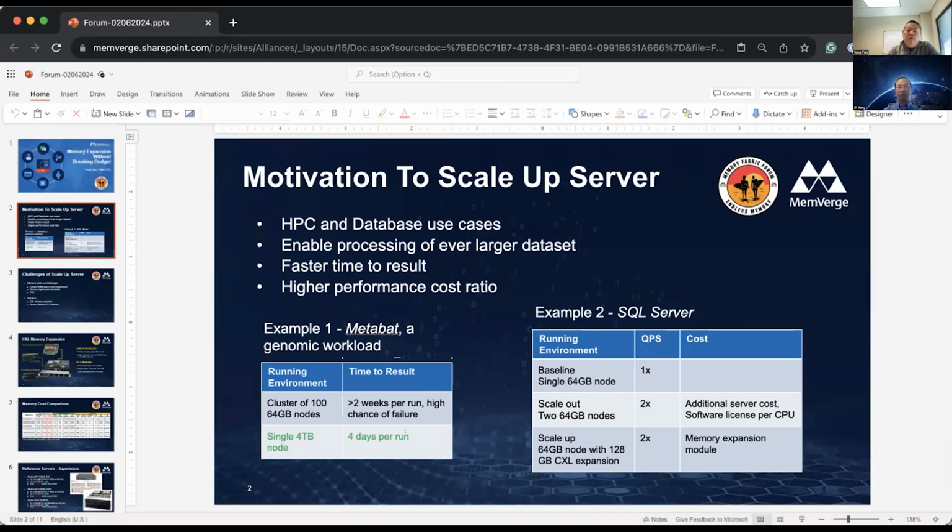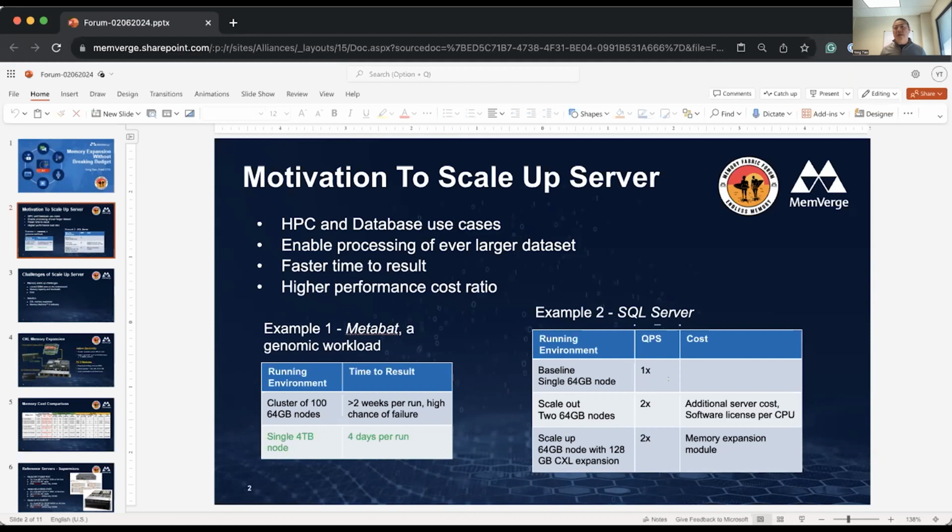I'm using an example of SQL Server. This is very much like an OLAP, analytics database. We ran some tests on a single baseline 64 gigabyte node. Let's assume this is a baseline query per second. If you have to support more queries per second, one solution is scaling out with additional servers. So the cost of this is the additional server itself, but also the software license cost.